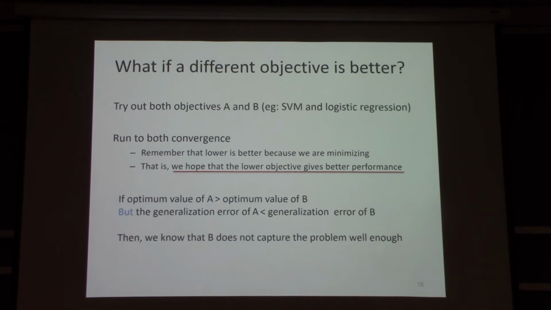So the best objective you can hope to get to is 0, and let's say it just so happens that the optimum value for objective A, let's say for SVM, is more than the optimum for B, which in a weak sense says that the objective B is better, whatever the classifier was. But it just so happens that the generalization error, the test error, of A is better. Okay? What this means is that internally it looks like B is a better objective to capture the problem, but externally, from the point of view of generalization, A is better. This means that B does not capture the problem well enough. This is one way of knowing whether you should use SVM or logistic regression.